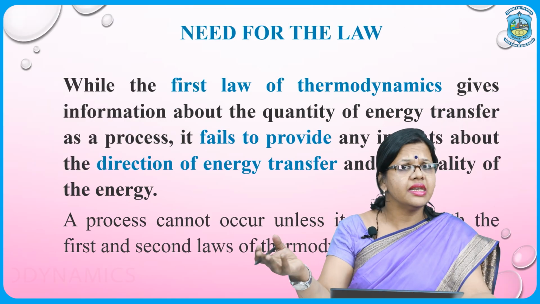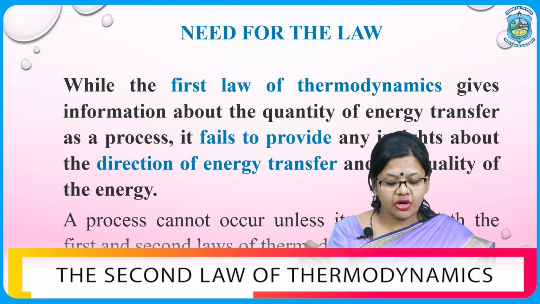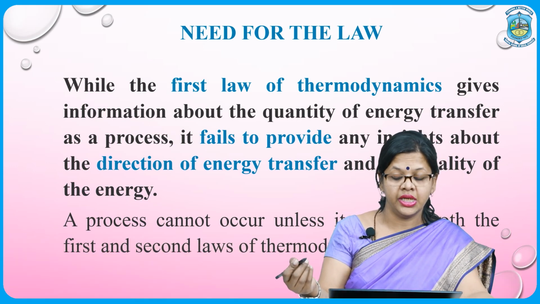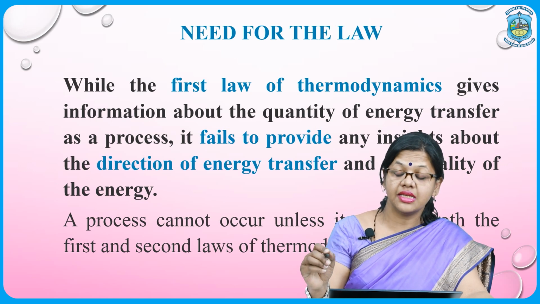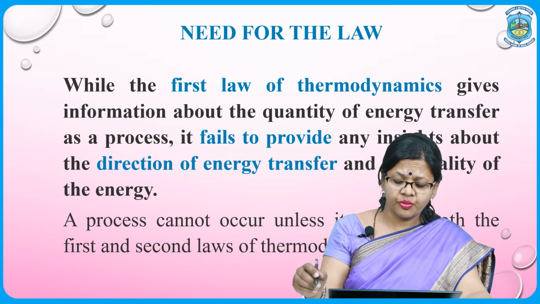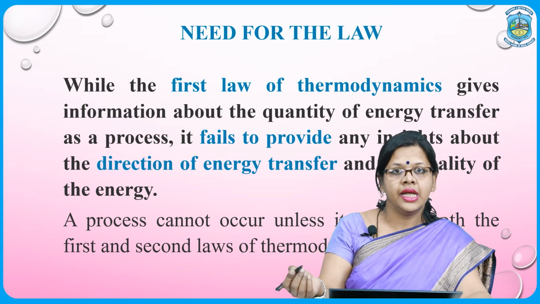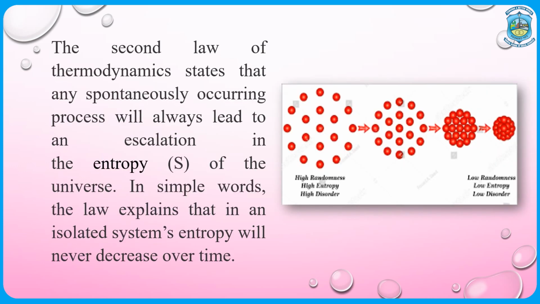Now, what is the need for the second law of thermodynamics? The first law of thermodynamics gives us information about the quantity of energy in terms of heat and work, but it fails to provide insight about the direction of the flow of energy in a particular process. So, a process will not occur successfully if it does not obey both laws of thermodynamics.